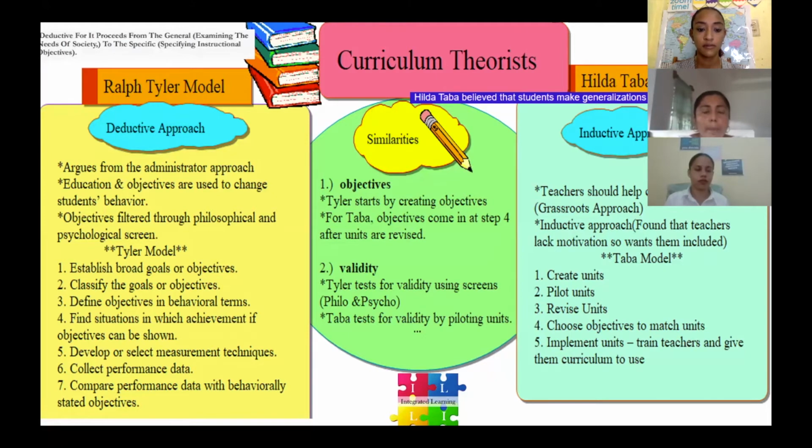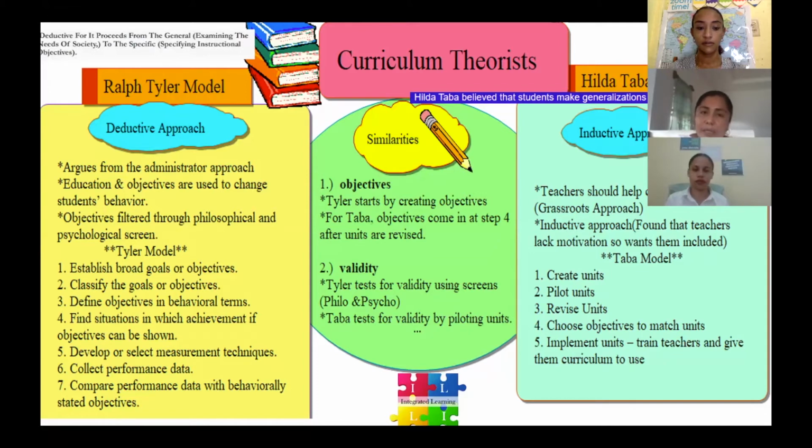What do we mean by deductive? Deductive simply means Tyler moved from the general to the specific. He first assessed the needs of society. Based on the needs of society, he then created the objectives so that students can learn based on those objectives. He argues from the administrative approach.